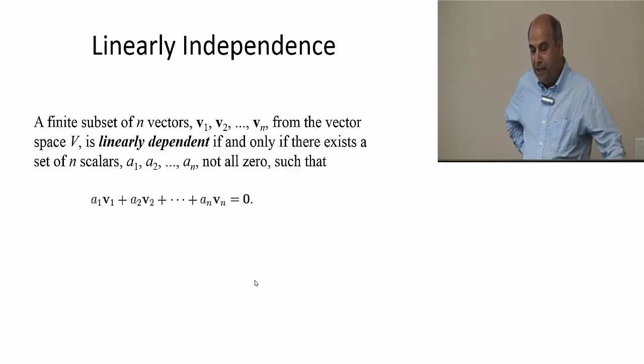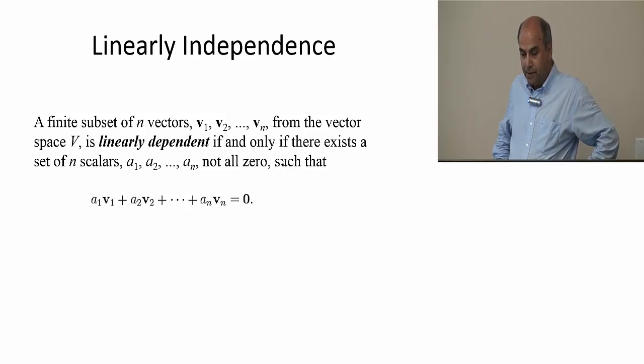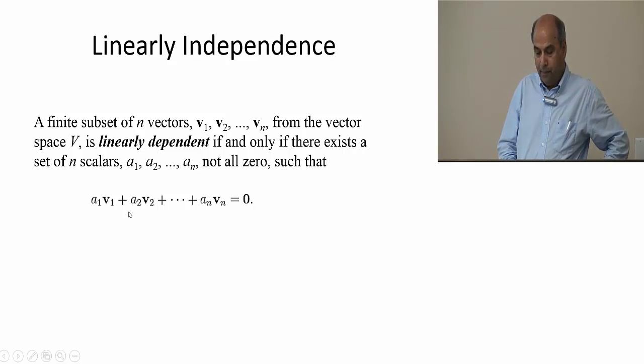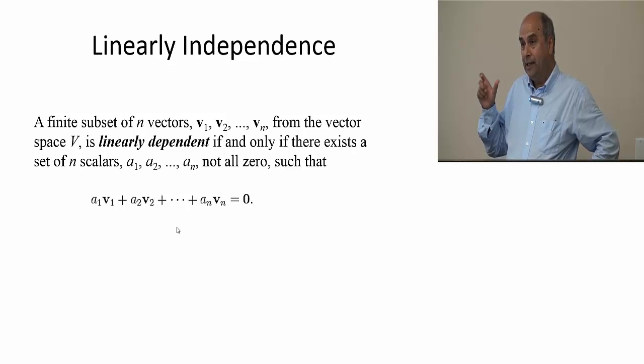Okay, so linear independence. This is a very fundamental concept. We have a set of vectors, shown here, n vectors. We will say that these vectors are linearly dependent if we can write a linear combination of these n vectors that becomes 0, such that not all the coefficients are 0. If all the coefficients are 0, that's fine. But if they are not all 0, then these are called linearly dependent.